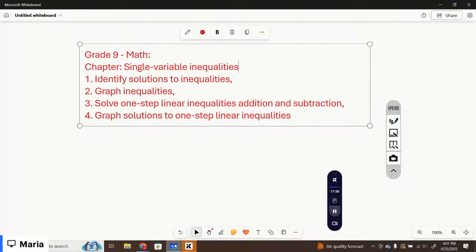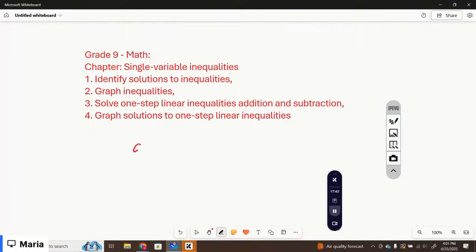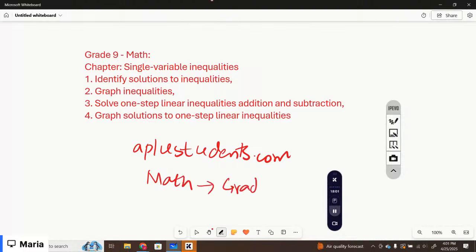You can find all the lessons on aplusstudents.com. You have to log in there using your email address, and the password is provided by the administrator. Then you have to select math from the subject tab. Scroll down to grade 9 math and then click on view all lessons. There you can find a list of the chapters.